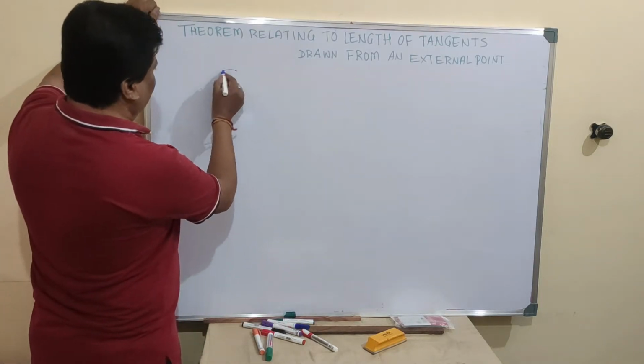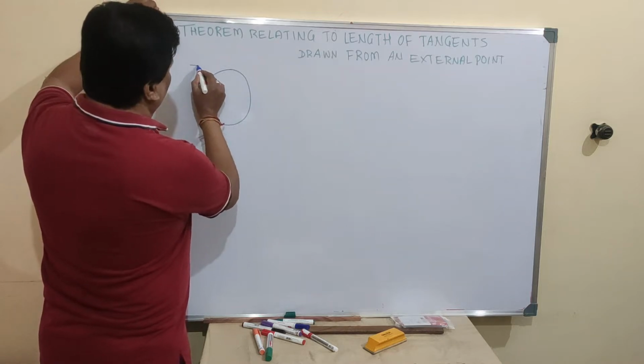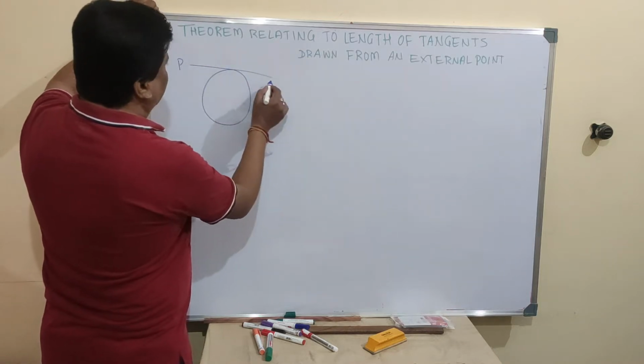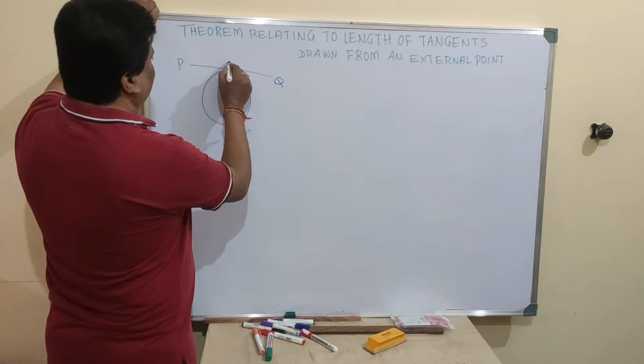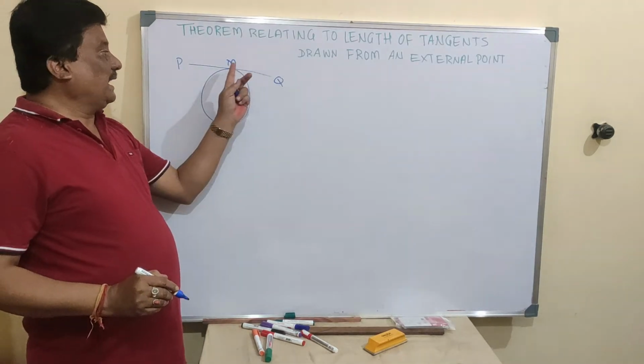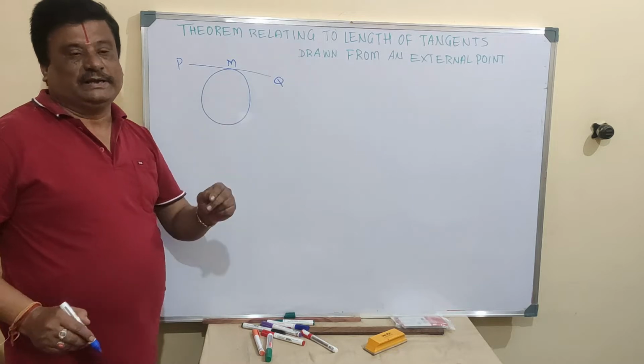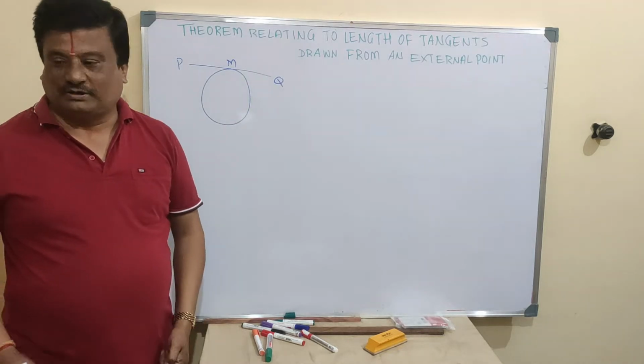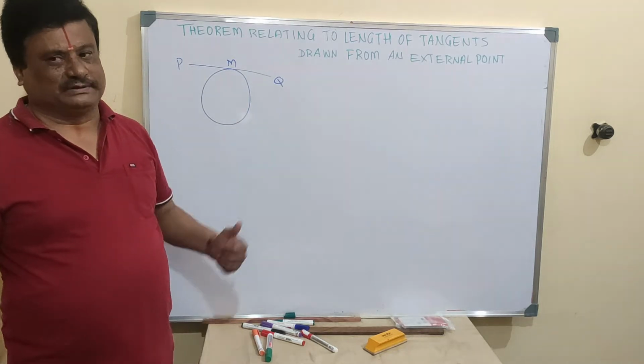For example, O is a circle and PQ touches the circle at M. So, PQ is a tangent at M. M we call the point of contact. So, this is one thing.